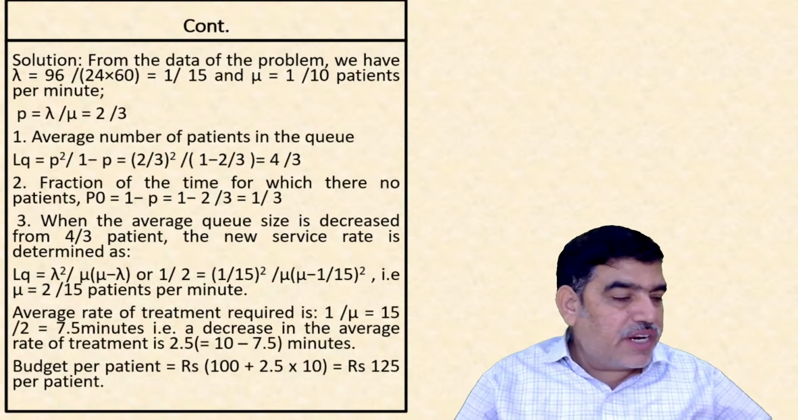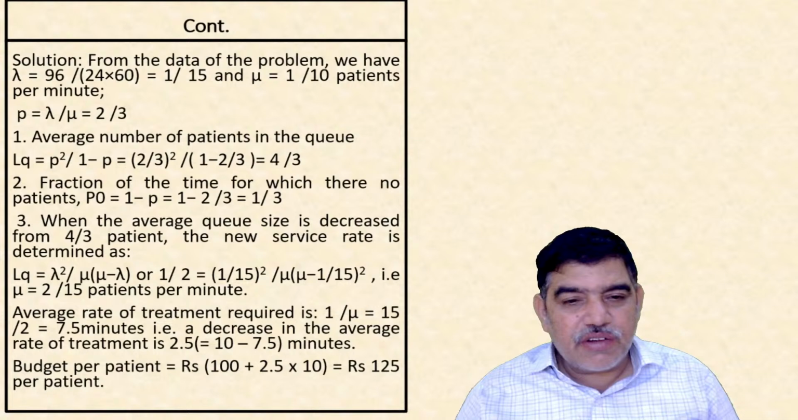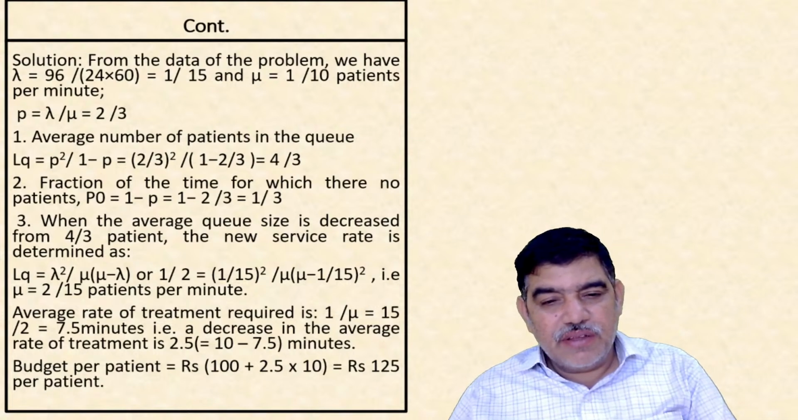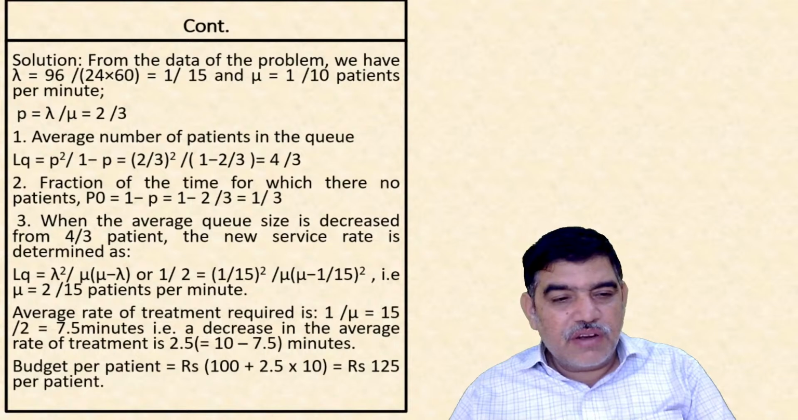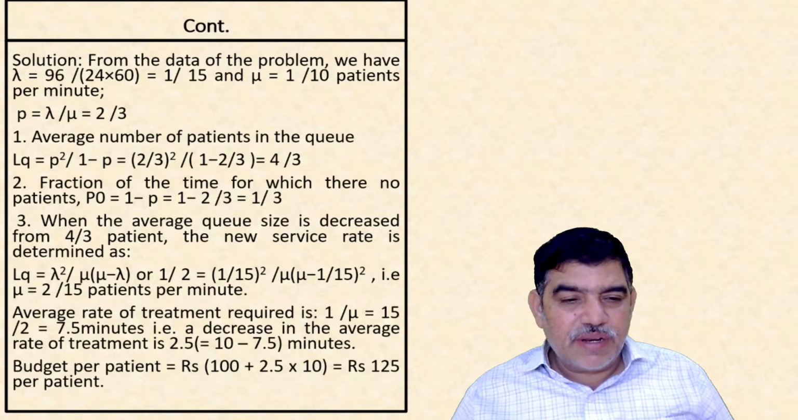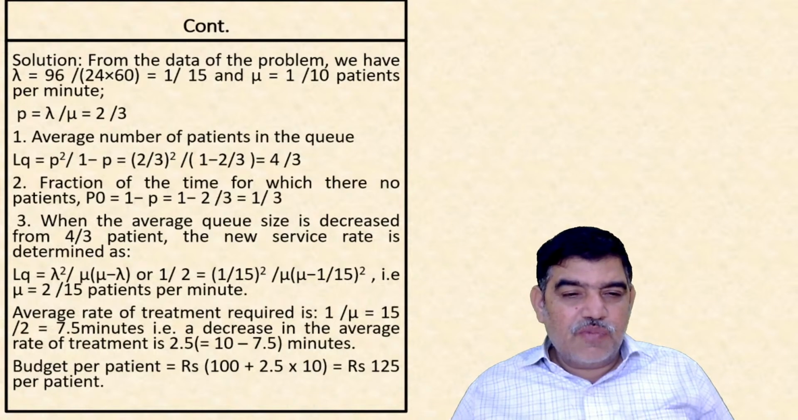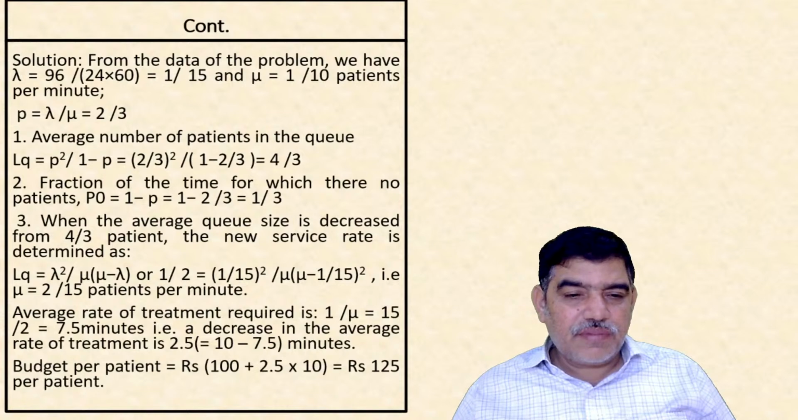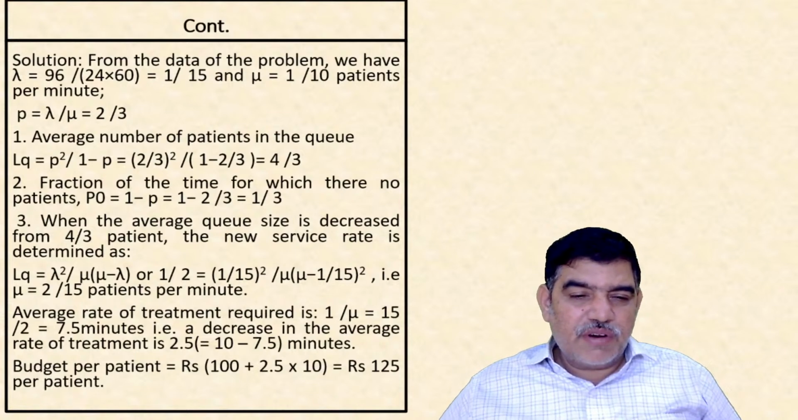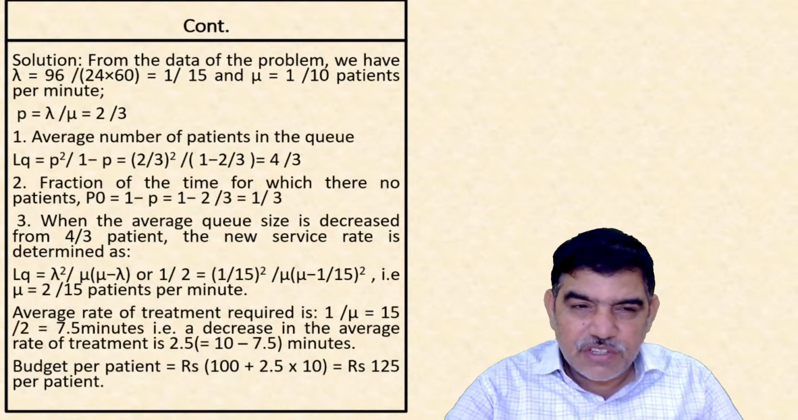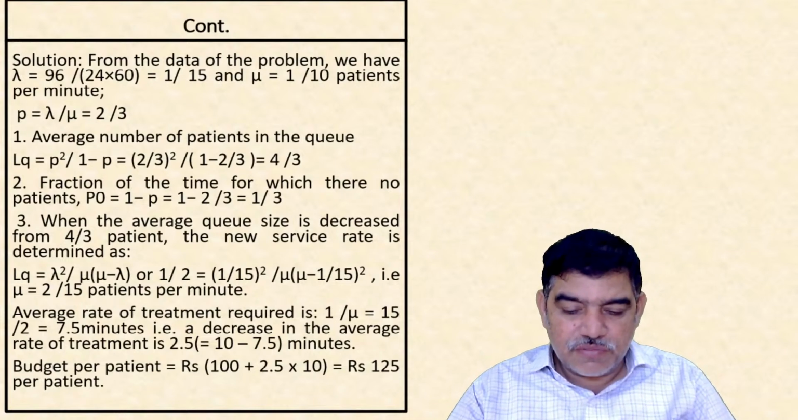Then we calculate the average time of treatment required. That is 1/mu equal to 15/2 equal to 7.5 minutes. A decrease in the average time of treatment is 2.5, equal to 10 minus 7.5 minutes. Budget per patient equal to rupees 1.25 per patient. So this is your example 2.